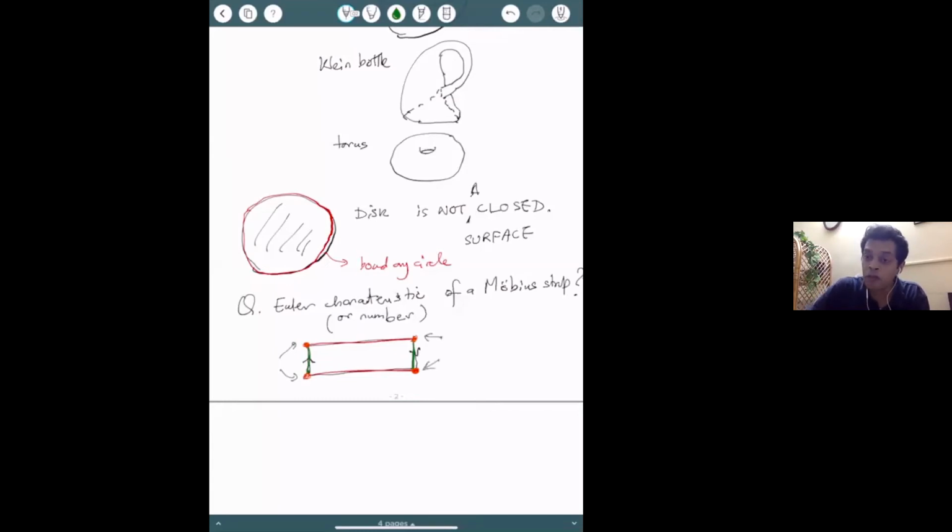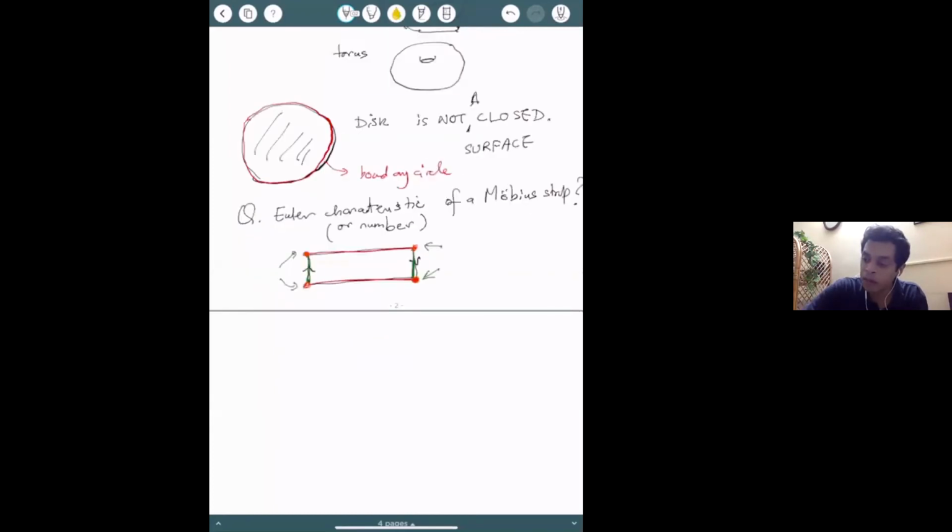Which vertex gets identified to which? Let me use another color to circle. This circled vertex will be identified with this one, and when you glue the other one, this one will be identified with that. So after identification, there are two vertices. The number of vertices is equal to 2. What is the number of edges? Again, you have to think of it after identification. Initially we see 4, the 4 sides of this rectangle.